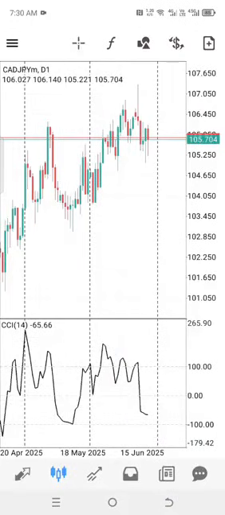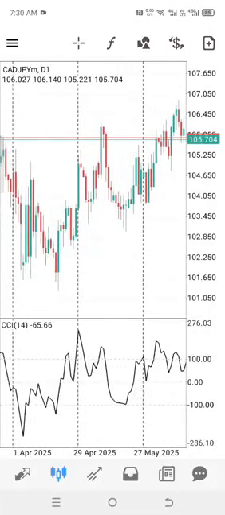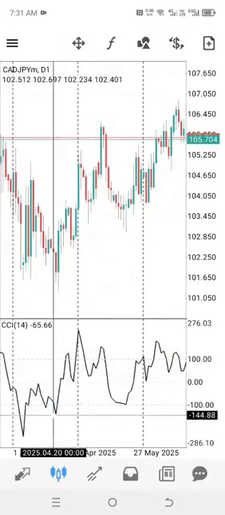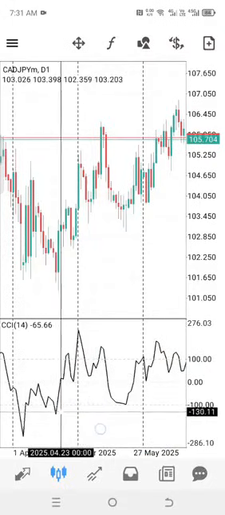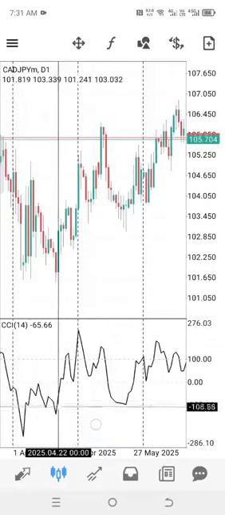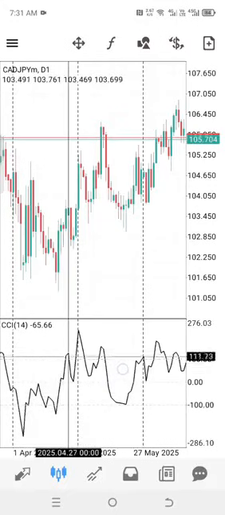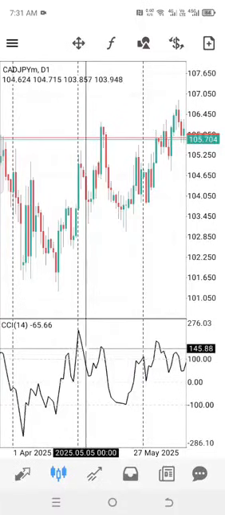Now, how does this simple strategy work? Firstly, let me explain how we use it to identify trends. The first thing you need to understand is that to spot the dominant trend, you just need to wait for the CCI to move from below minus 100 to above the plus 100 for a buy, for an uptrend. As soon as that happens, then you know that the market is in an uptrend. Very simple, guys.